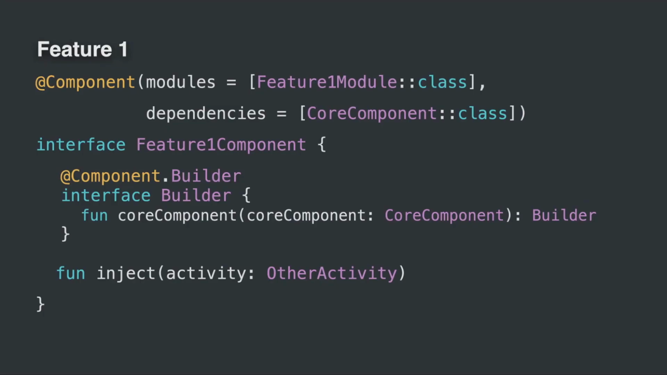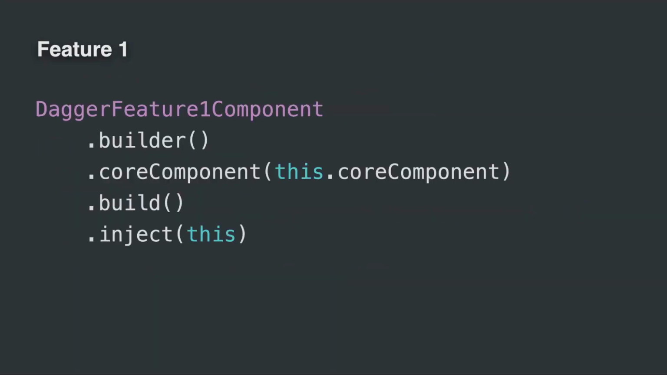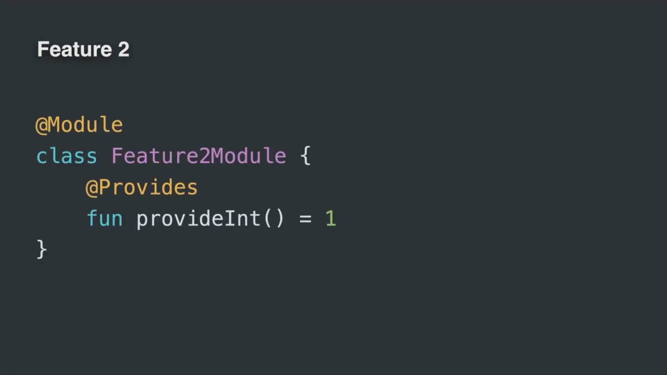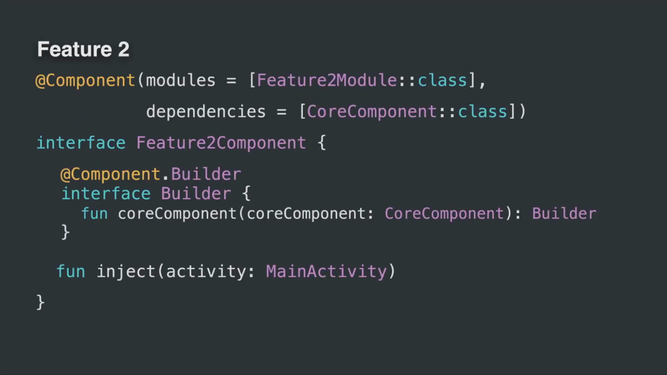Now, when we do this, we have to write a lot of code like this, correct? We have to write Dagger-generated feature one component dot builder and provide the core component. Now we have to get a context over here, but similarly, let's take the feature two module, which provides an int. Again, it depends on the core component. And in this component, again, we are going with an inject and the same bindings and so forth.